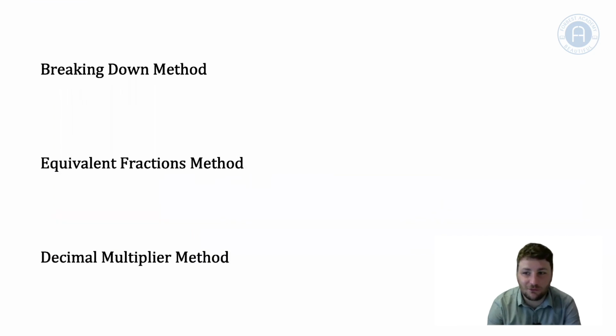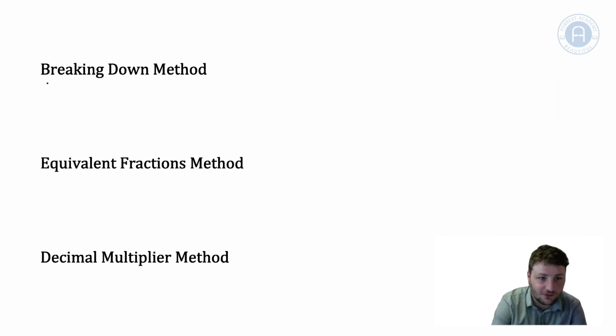Now we're going to be looking at three different ways of doing percentage questions: the breaking down method, an equivalent fractions method, and a method using a decimal multiplier. And so we're going to have a look at those three methods now. So the breaking down method is used by breaking down a percentage into usable chunks.